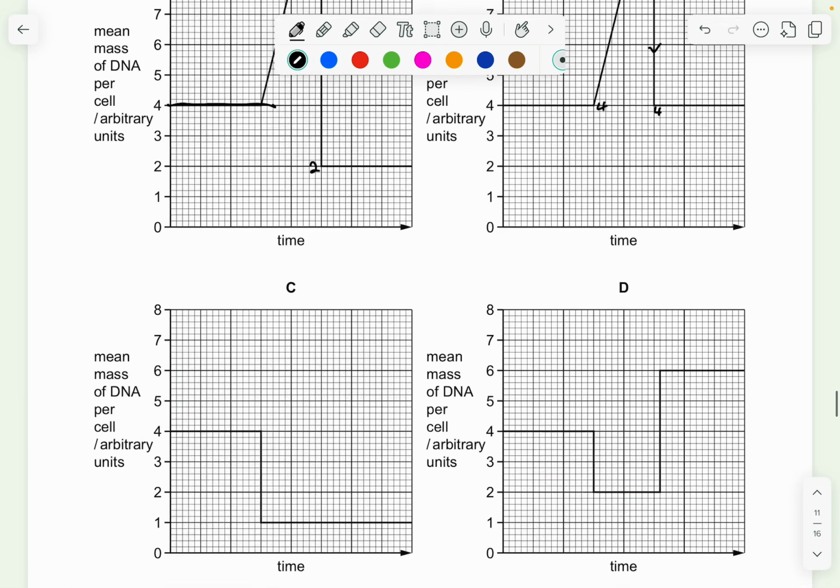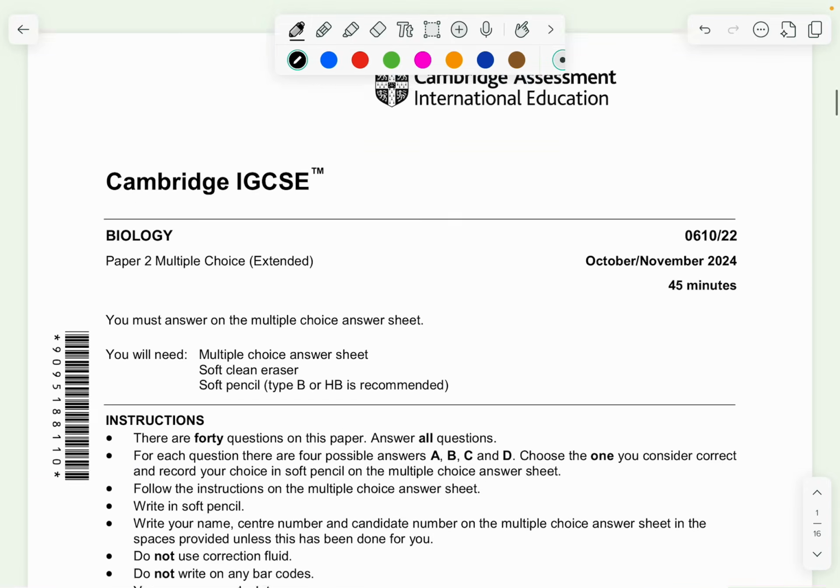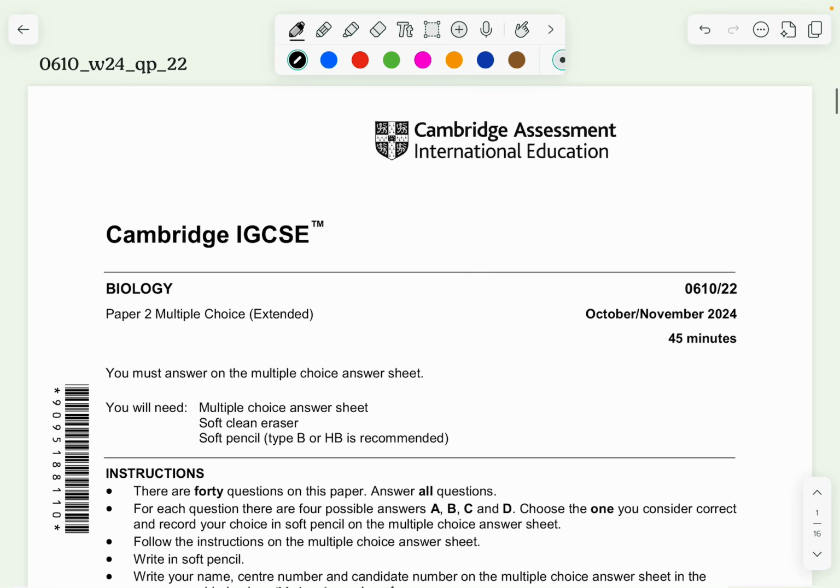Alright, so that's all for this paper. I would say this paper is slightly tricky, but it's doable. If you get your concepts right, then it will work. It will help you a lot.